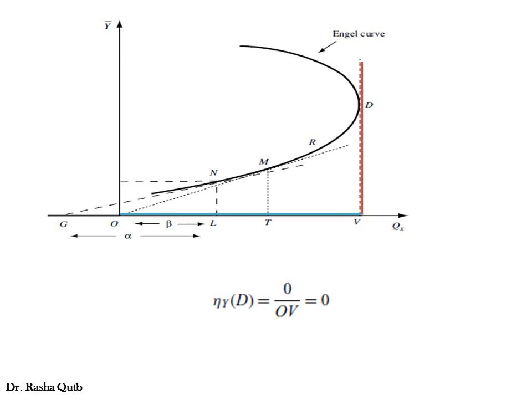So far, we could conclude that each point on the Engel curve has a different value of income elasticity of demand. At point N, income elasticity of demand is greater than 1. Moving to point M, it equals 1. Moving to point R, the value is less than 1. And at the turning point, point D, the value equals 0. After that, income elasticity of demand has a negative sign, indicating that the commodity would be inferior to the consumer.